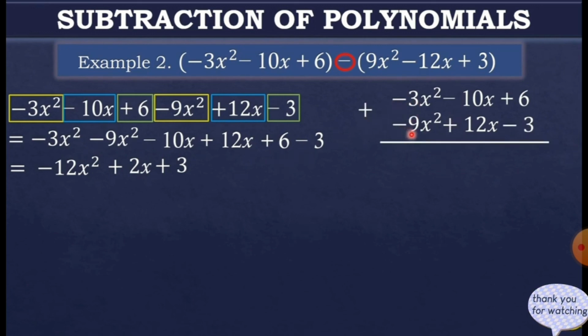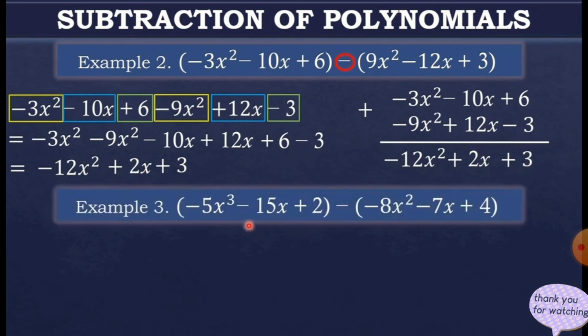And then proceed to the addition rule. Same sign, then add, copy the common sign. When different sign, subtract, then copy the sign of the bigger number. Then, different sign again for the constant. So, simply subtract and then copy the sign of the bigger number. So, that's positive 3. See? Their results, or your answers, are the same. So, either you use the horizontal way or vertical way, we can still get the same answer or same result.